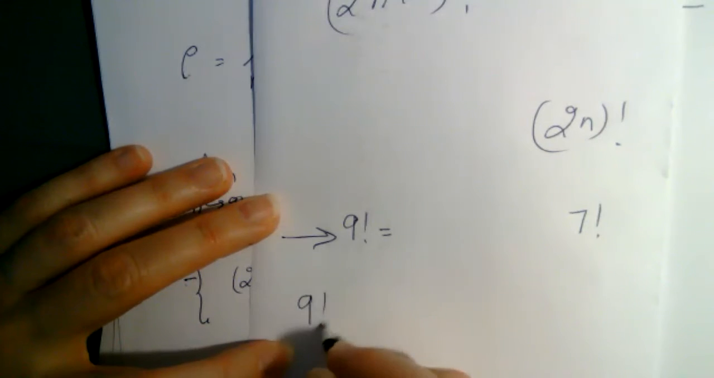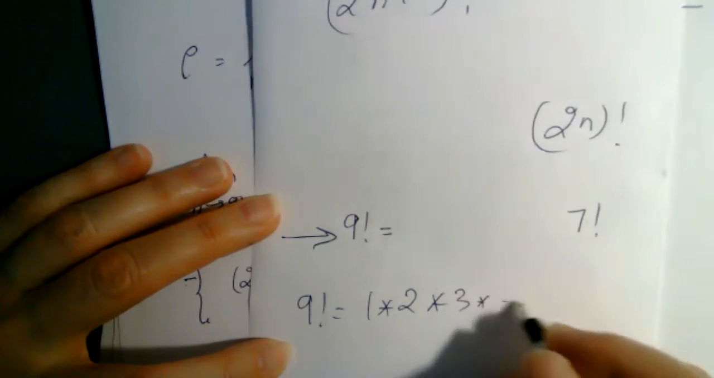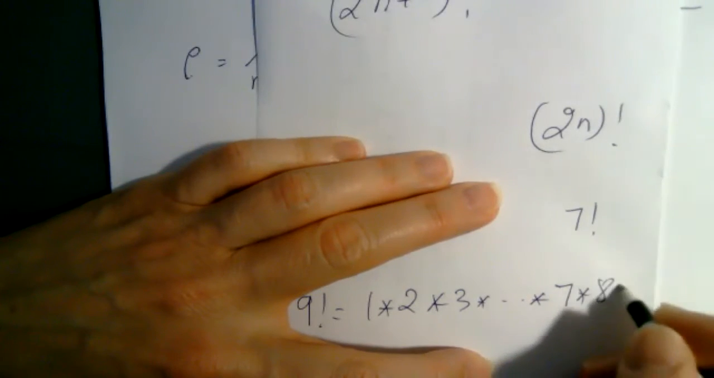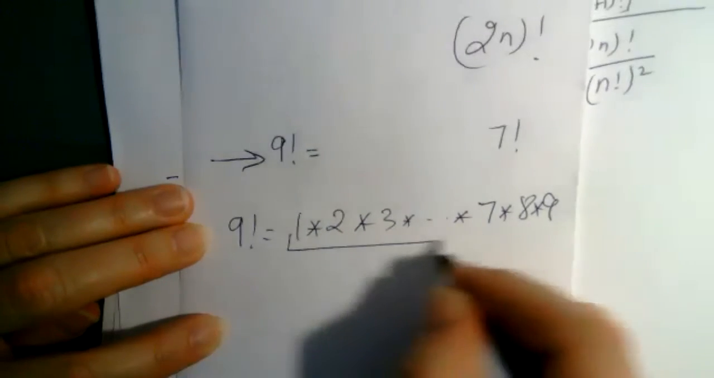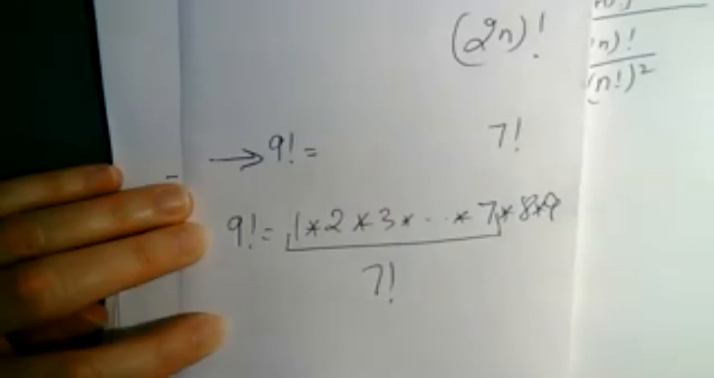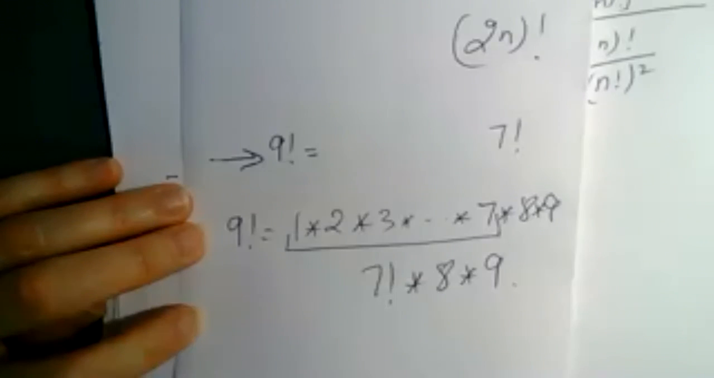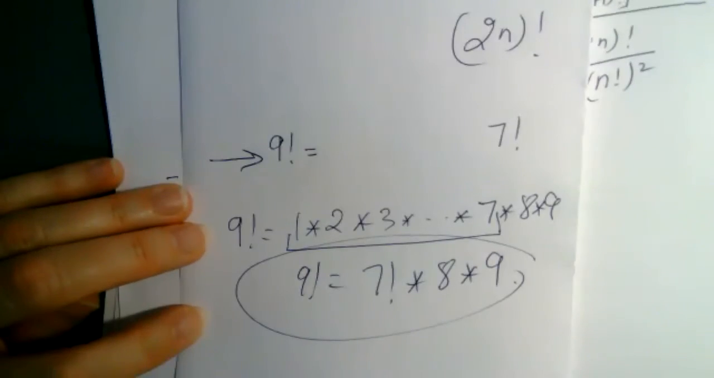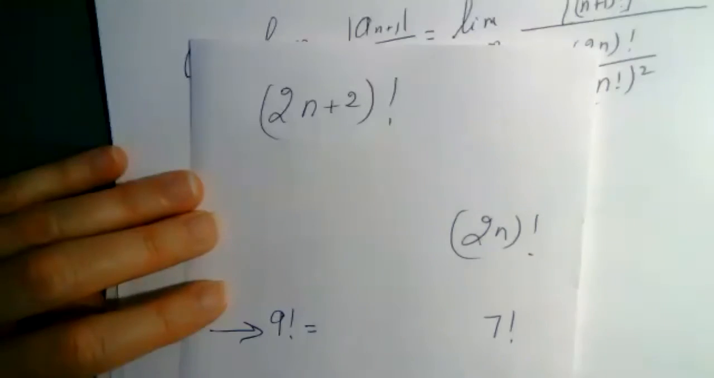So 9 factorial is 1 times 2 times 3 times etc. times 7 times 8 times 9. That's the 9 factorial. Up to 7, that's the 7 factorial times 8 times 9. That's 9 factorial in terms of 7 factorial. Very nice. Now, will this help you a little bit figuring out this relationship?